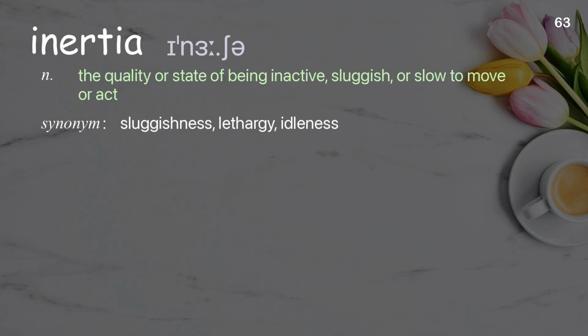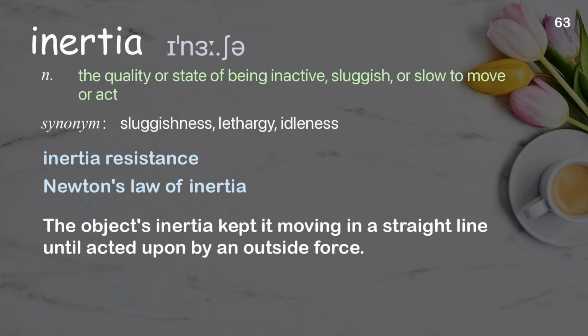Inertia: The quality or state of being inactive, sluggish, or slow to move or act. Examples: Inertia resistance. Newton's law of inertia. The object's inertia kept it moving in a straight line until acted upon by an outside force.